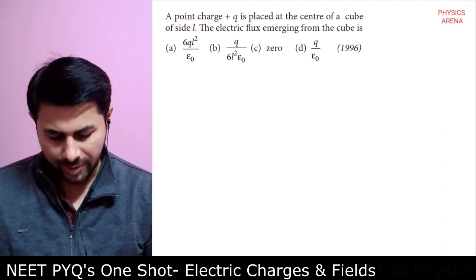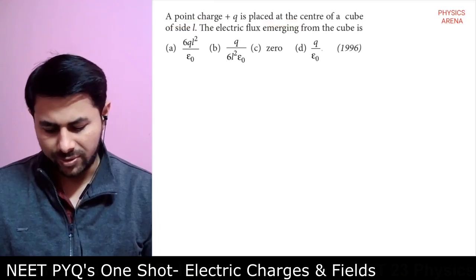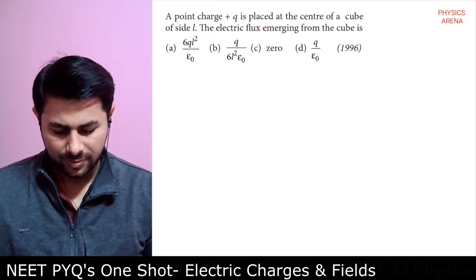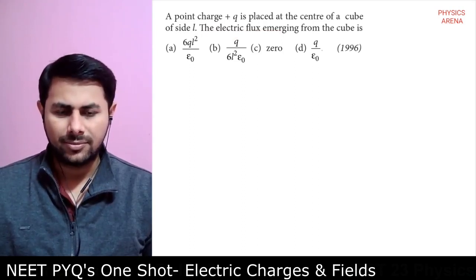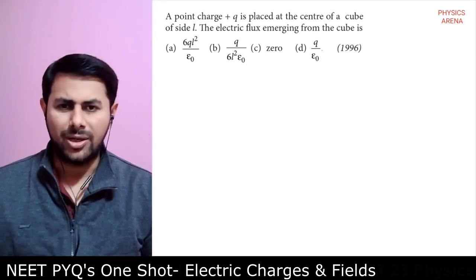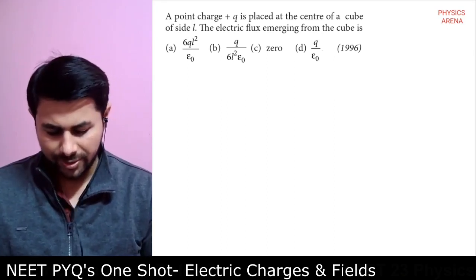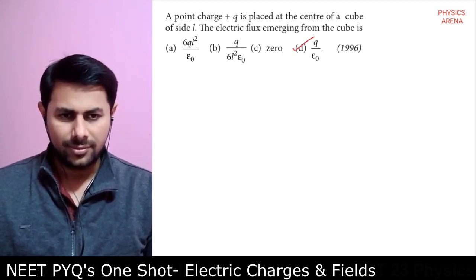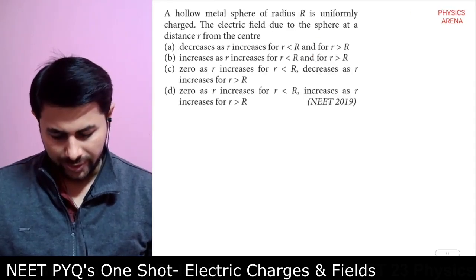A point charge plus Q is placed at the center of a cube. Again repeated. The electric flux emerging from the cube is. Tell me. Total flux. It's just Q divided by epsilon naught. Option D. Right. Next question.